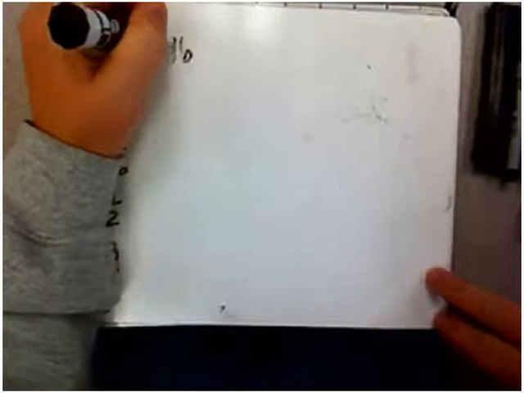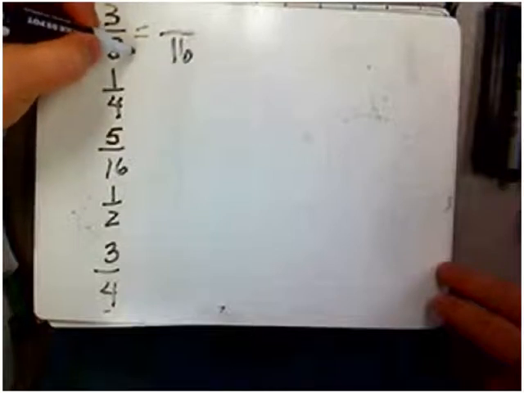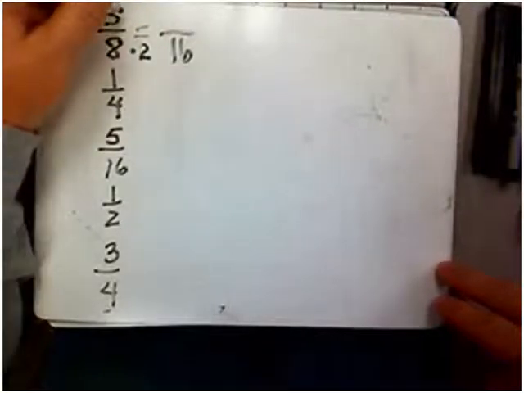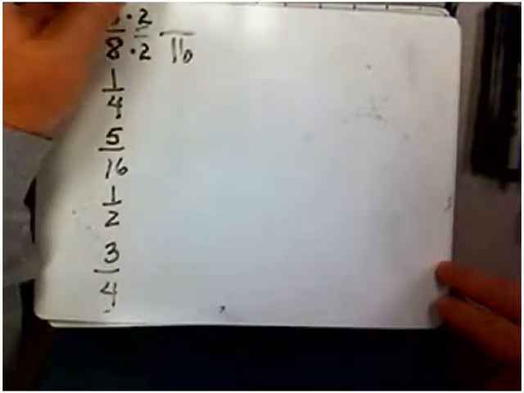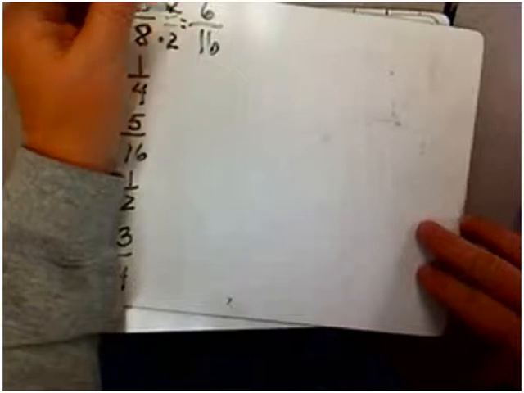So 3/8 as 16ths. What times 8 is 16? 2. 2 times 8 is 16. So if you multiply the denominator by 2, you've got to multiply the numerator by 2. 3 times 2. So 3/8 equals how many 16ths? Remember you're building up from yesterday. So 8 times 2 is 16, and 3 times 2 is 6. 3/8 is the same as 6/16.